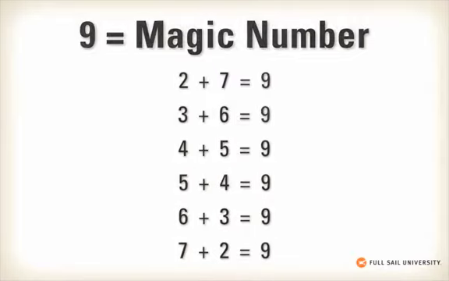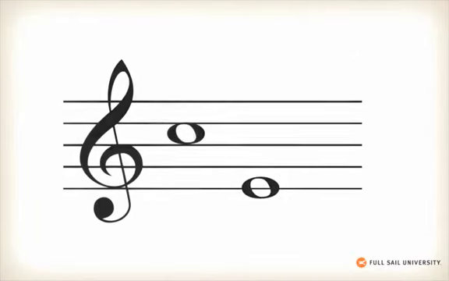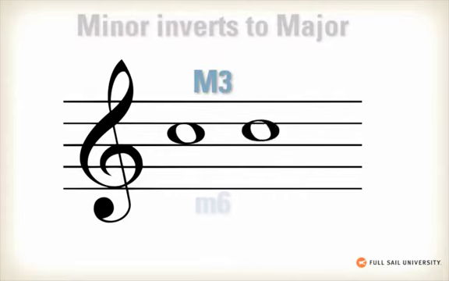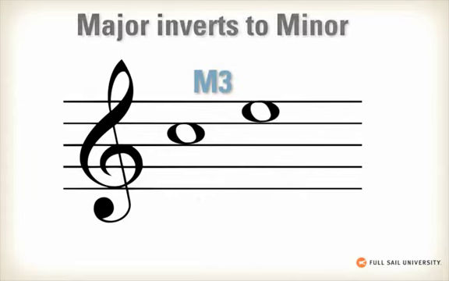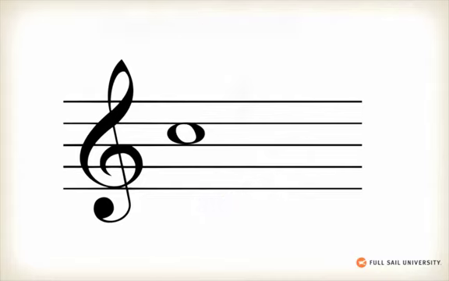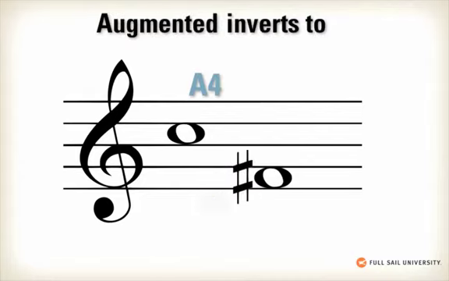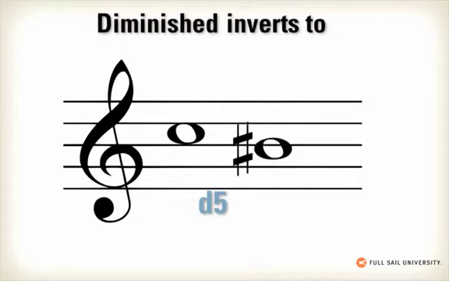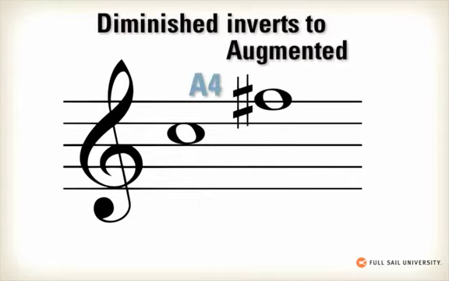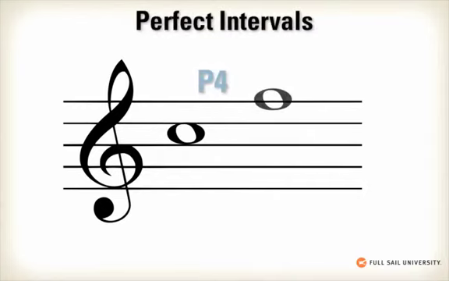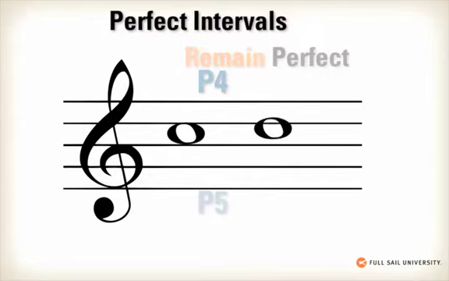A similar result universally applies to the interval quality. Minor inverts to major after inversion. Major inverts to minor. Augmented inverts to diminished after inversion. And diminished inverts to augmented. Perfect intervals remain perfect after inversion.